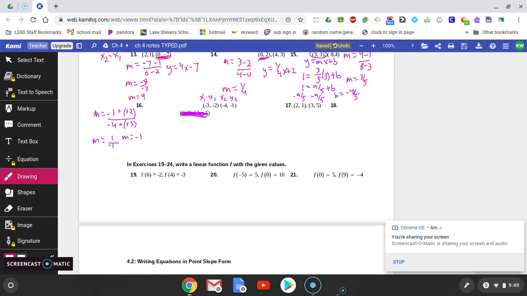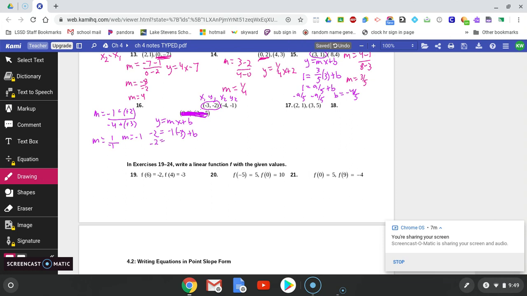Okay, so now I've got m. I don't know b. It wasn't given to me, so I'm going to use the equation y equals mx plus b, and I'm going to substitute in. So I know my m is -1. And then I pick one of my points. It doesn't matter. I'll just pick the first one. So my x value is -3, my y value is -2, and then I'm solving it for b.